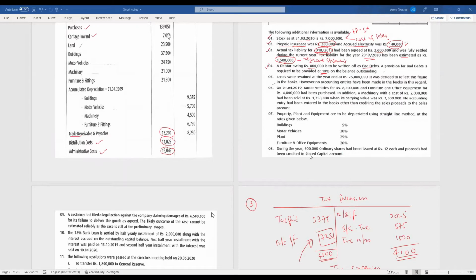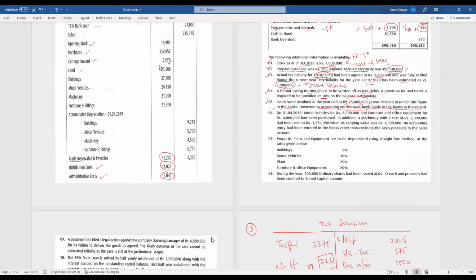Lands were revalued at the year end at 25 million. It was decided to reflect this figure in the books. However, no accounting entries have been made in the books in this regard. Okay, so lands were revalued at 25 million. So let's look at the land value, 23,500,000. So therefore, this has to be increased by 1.5 million. So this will be under revaluation reserve account. So this will be in the financial position.